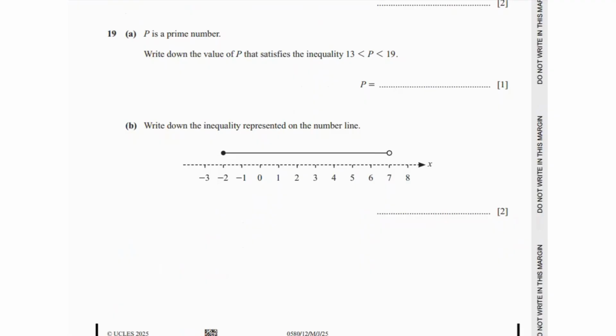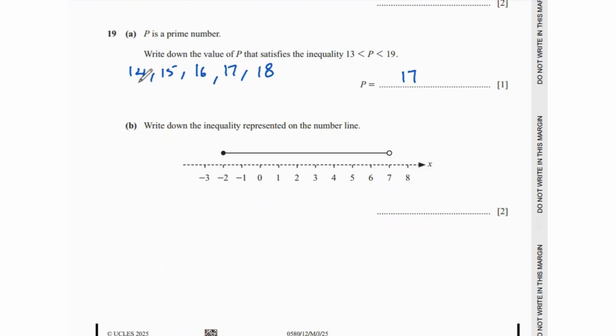Then it says P is a prime number. Write down the value of P that satisfies the inequality that P is greater than 13 but less than 19. So that can be 17 because 17 is a prime number. Between 13 and 19, we have 14, 15, 16, 17, and 18.